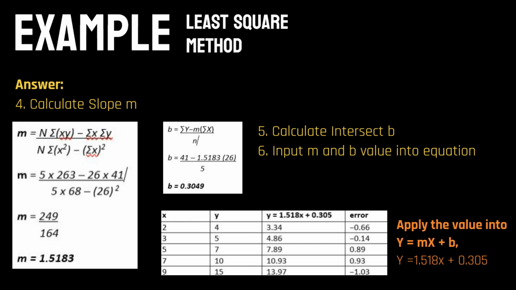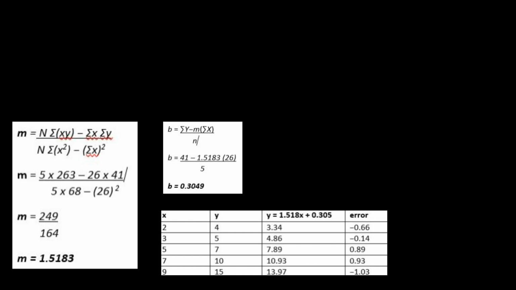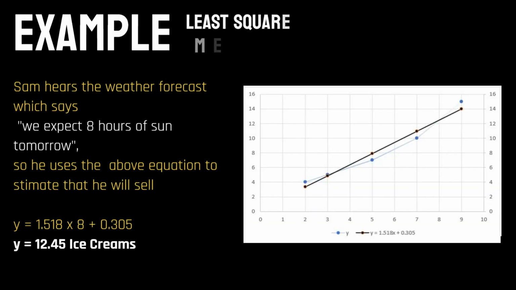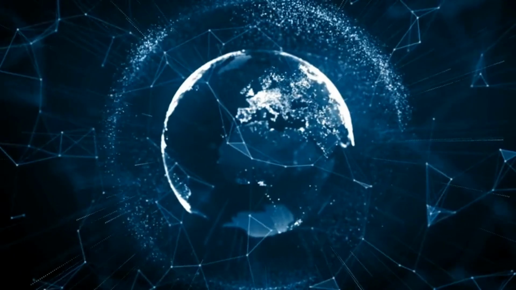From the equation, you will get a graph. Assume Sam is expecting 8 hours of sun, then using y equals mx plus b, Sam will know he can sell 13 of y, or 13 ice creams. It's easy, right? Now you can solve many problems.